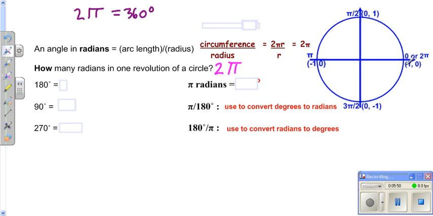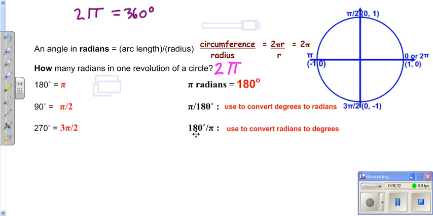So 180 is halfway around. Halfway around your 2 pi would just be pi. A quarter of the way around your 2 pi is pi over 2. 270, you know, is 3/4 of the way around. 3/4 of your 2 pi is 3 pi over 2. So pi radians is equal to 180 degrees. Then we have pi over 180. That's what you want to multiply by when you're converting your degrees into radians.